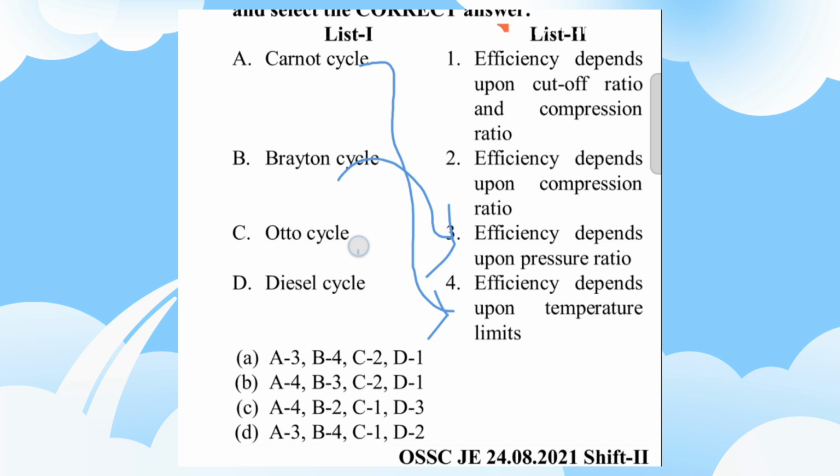Otto cycle: efficiency depends on the compression ratio. Diesel cycle depends on the cut-off ratio.